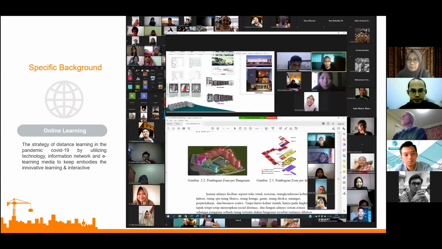And this is the specific background why we chose that idea, because we must create some strategy for distance learning. For distance learning during the COVID-19 pandemic, we must teach and learn at a far distance with online methods. So it is very important to create an online learning strategy not only for the design Islamic architecture studio, but also for structure in building technology.